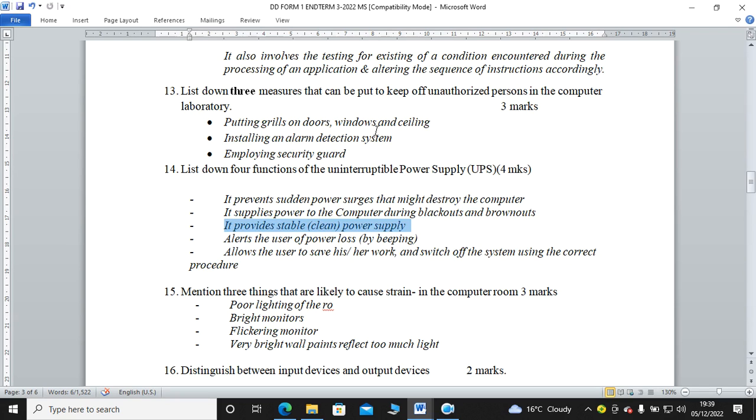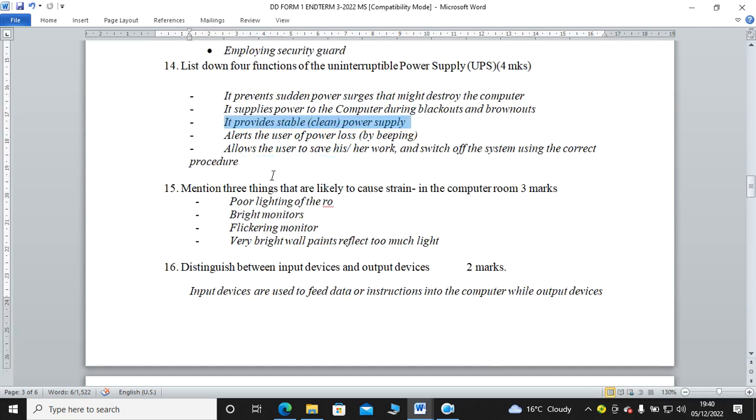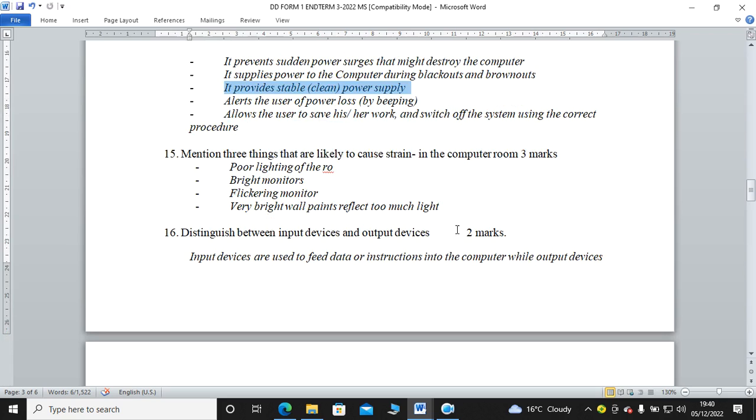Also, it makes some sounds when power goes off. That is to call you. It alerts the user of power loss. That is by beeping. Also, it allows the user to save his or her work and switch off the computer using the correct procedure. Those few minutes between 5 to 15 provided by the UPS, depending on the type, are very crucial. They help you to save and then shut down the computer professionally.